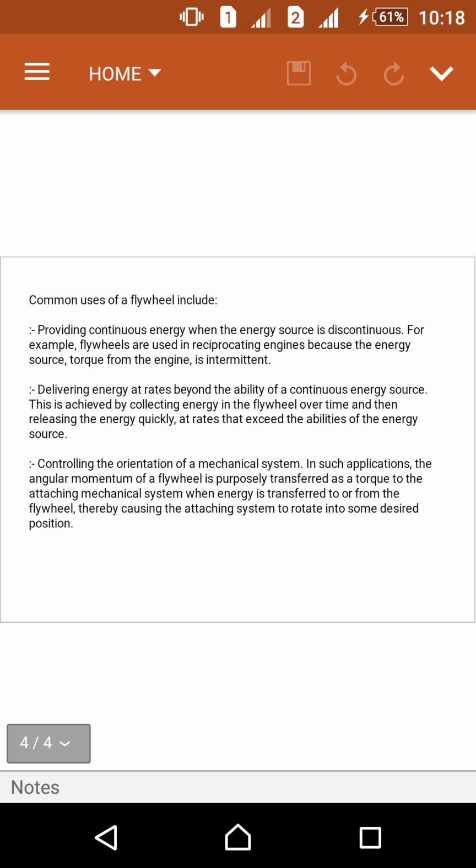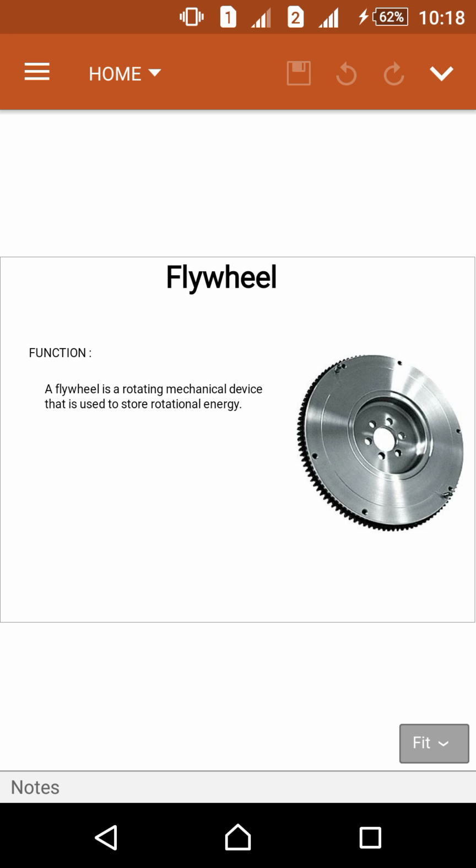Then the common uses of flywheels include providing continuous energy when the energy source is discontinuous, and delivering energy at rates beyond the ability of a continuous energy source, controlling the orientation of a mechanical system. These are the main uses and key features of the flywheel. The main function of the flywheel is to store the rotational energy while the mechanical device is rotating.